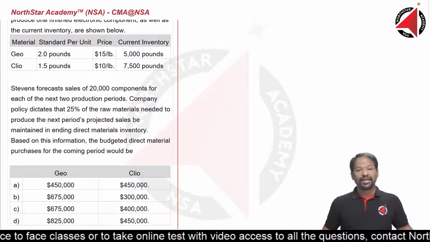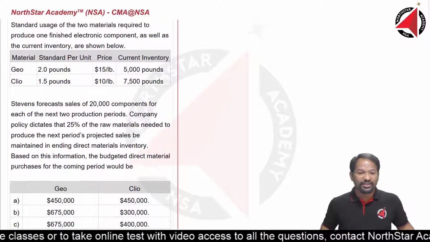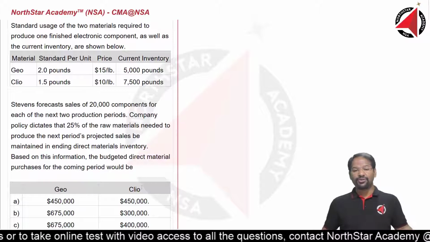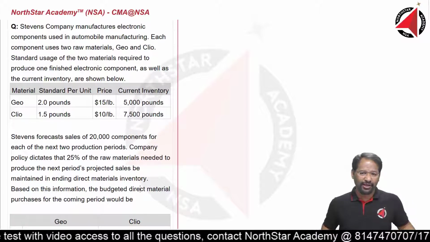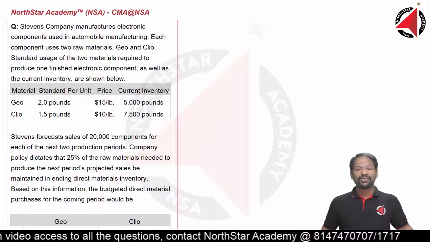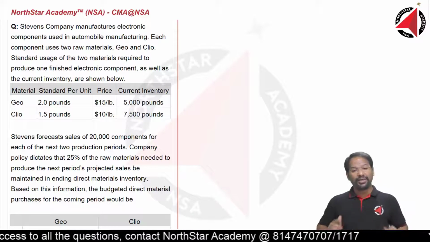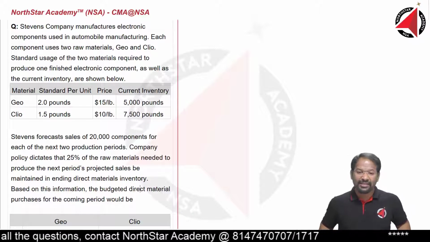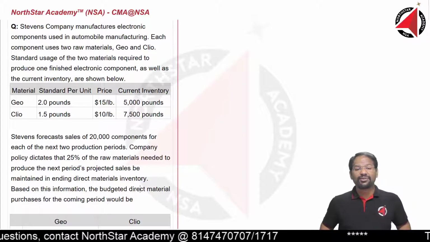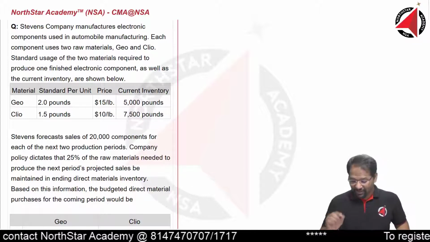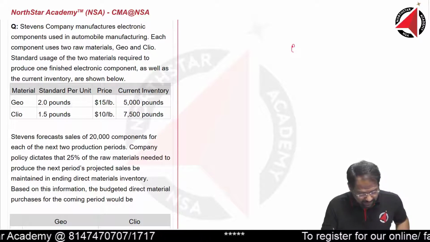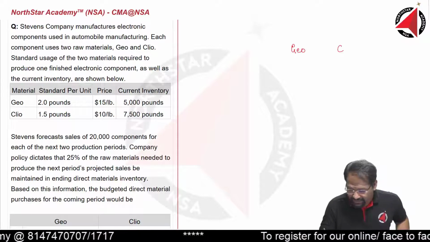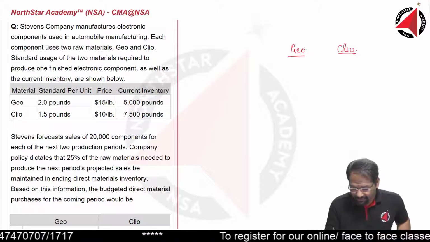So we need to calculate how much is the purchases for the two products, Geo and Clio. To understand that, first we need to know the sales forecast. Sales forecast is given as 20,000 for the next two periods. So we know sales. Now, based on sales, we need to calculate the consumption. So let's write first how much for two products. First is Geo and second is Clio.